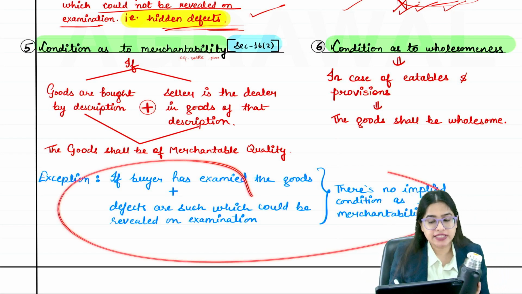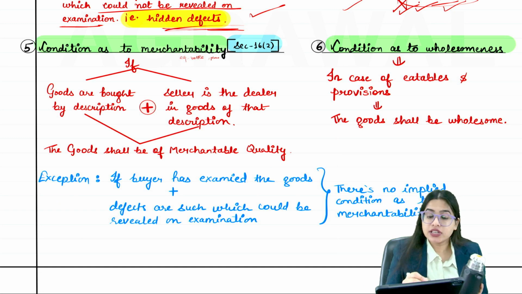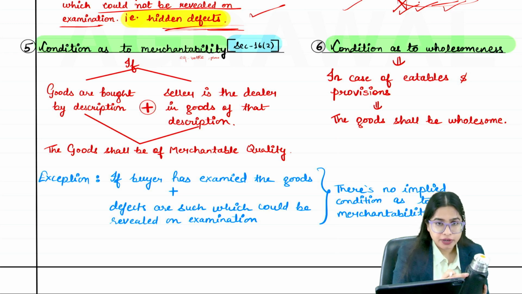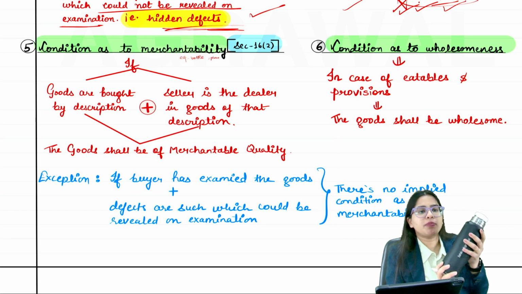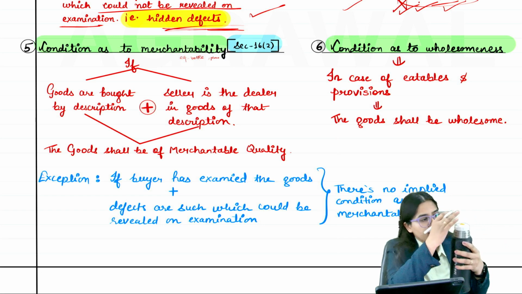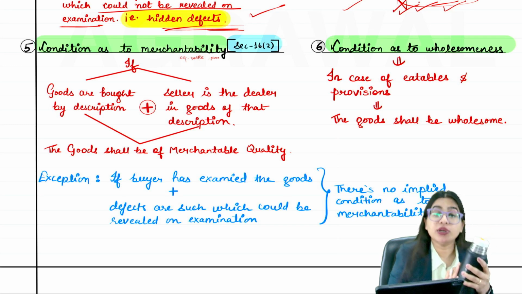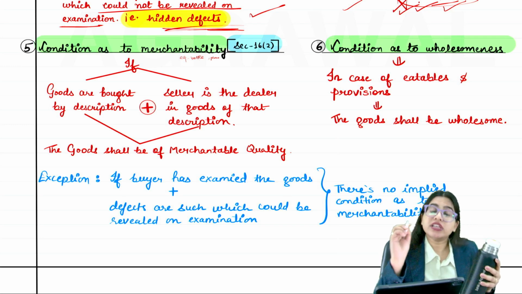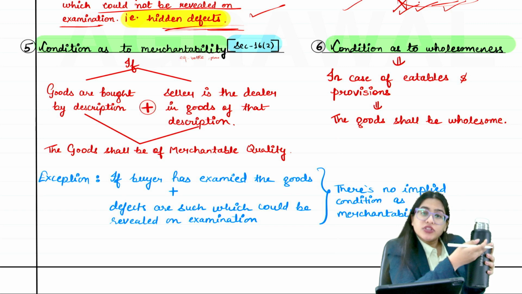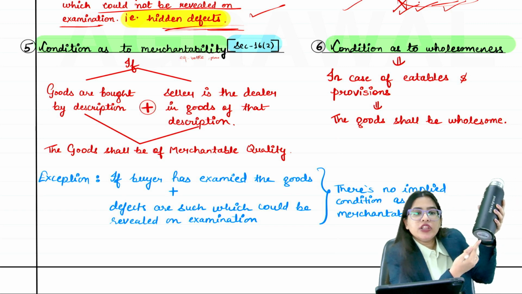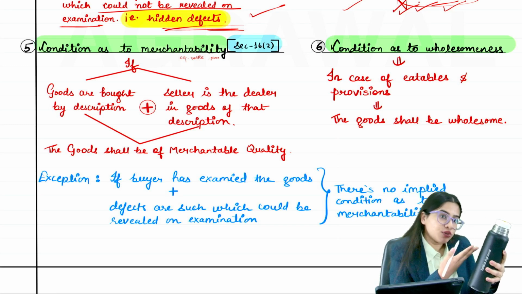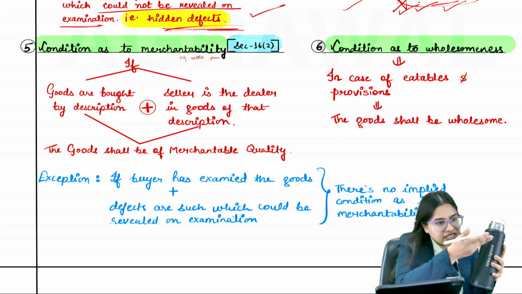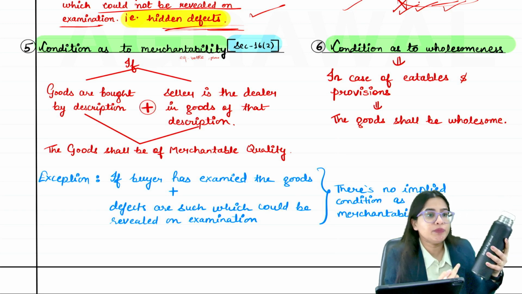But there is one exception where this implied condition will not apply. If the buyer has examined the goods, let's say before purchasing this bottle, I did check this bottle properly from all the sides. I did examine the bottle, and that defect was clearly visible. For example, that crack or that hole in the bottle was clearly visible. If anyone having eyes would see that, he can easily find out that it is cracked or there is a hole in the bottle.